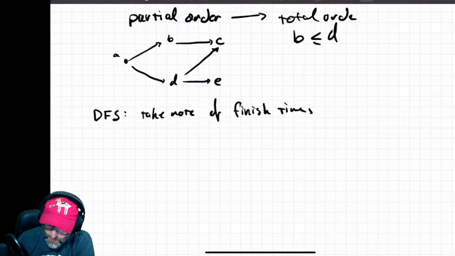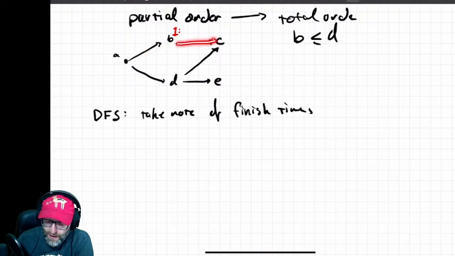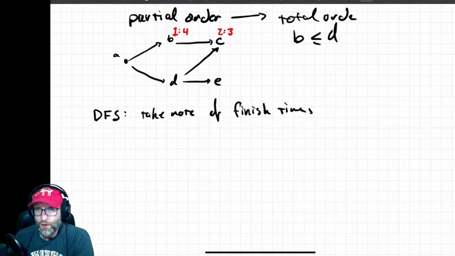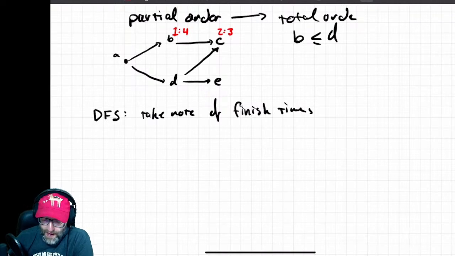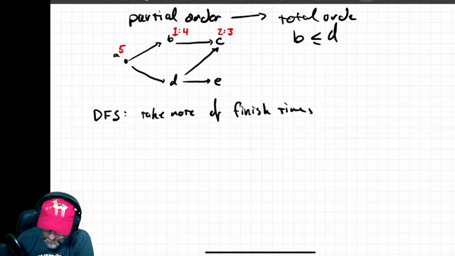And I'll note the discovery time here as 1. Now from B, I don't go back to A because that's not in its neighborhood. I only look at outgoing edges. And so I will explore to C, at which point I'm at a dead end and I start backtracking. So 3 and then 4. I have to start DFS over because I have unvisited vertices A, D, and E. So now let's start over at, again, an arbitrary vertex. It really doesn't matter.